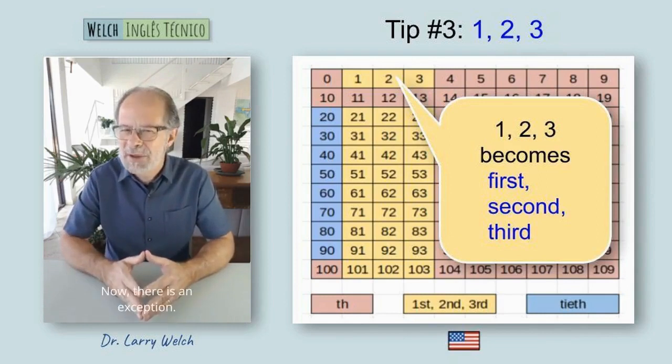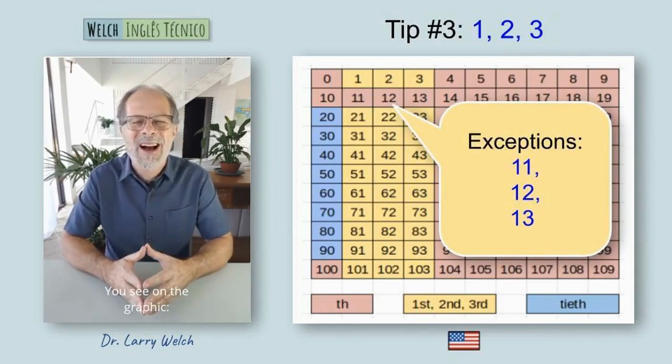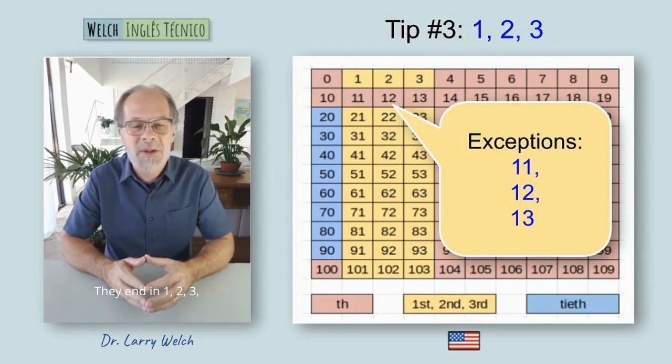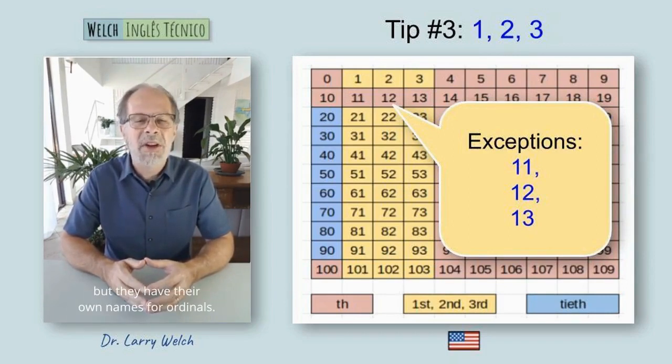Now there is an exception. You see on the graphic, there's some rebels that don't follow the rules. The only rebels are 11, 12, 13. They end in 1, 2, 3, but they have their own names for ordinals. 11th, 12th, 13th.